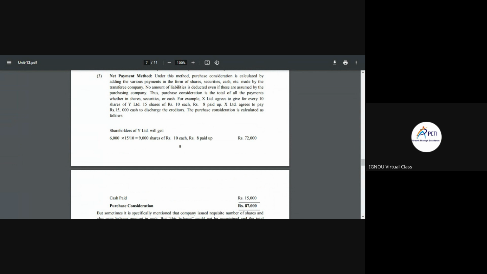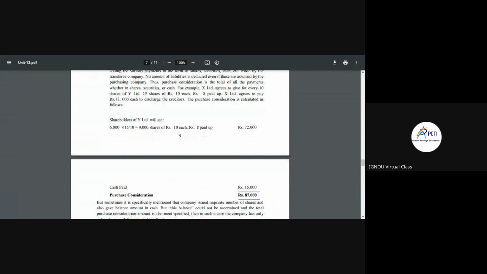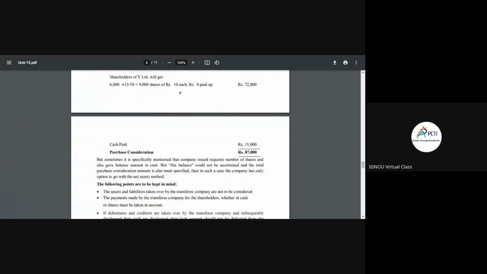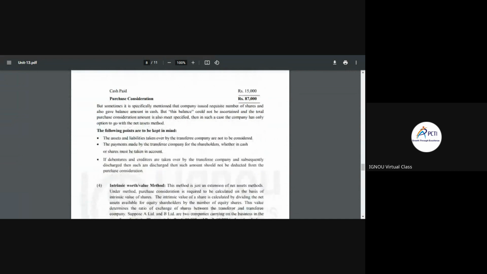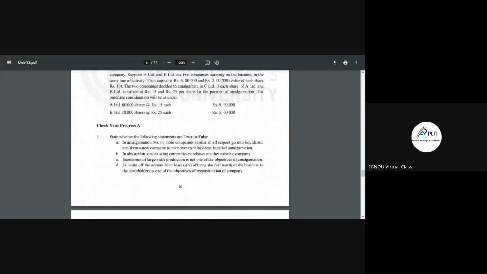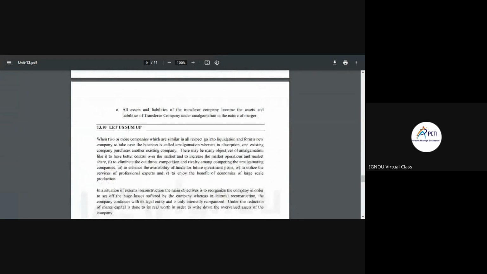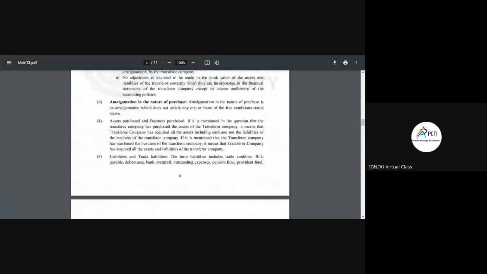So the shareholders of Y Limited will get 6,000 multiplied by 15 divided by 10 is equal to 9,000 shares of rupees 10 each at the rate of 8 paid up, that will be 72,000. Then cash paid 15,000. So the purchase consideration total is 87,000. So this kind of questions you can solve at your home.